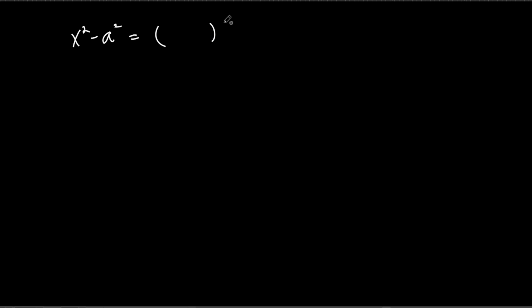And this is just a quick review from yesterday. If you remember this, one is plus, one is minus, and you put an x here and an a here. You put an x here and an a here. That's the difference of 2 squares. All right? So let's do one. Let's do a difference of 2 squares problem.